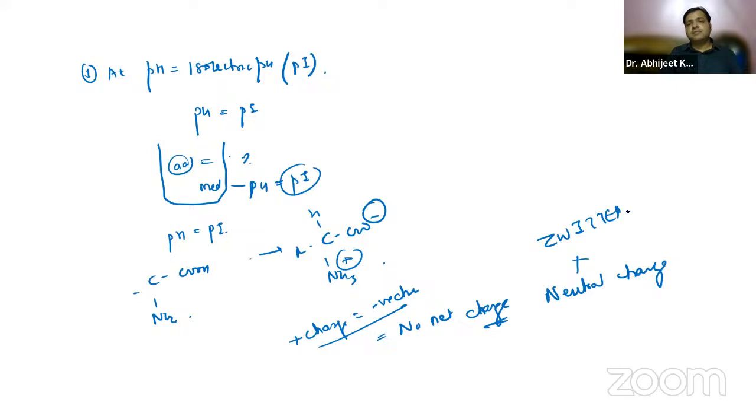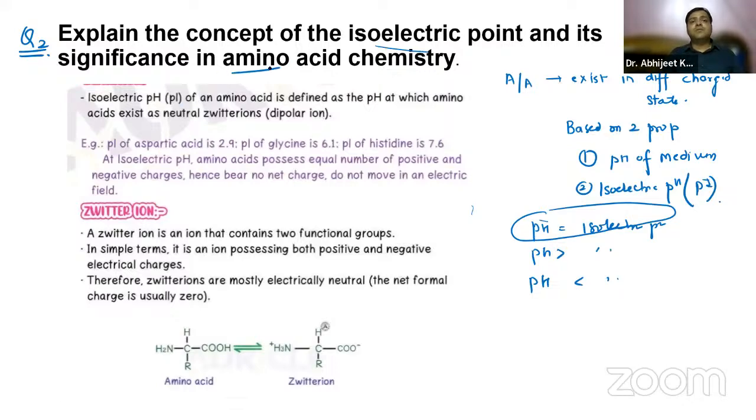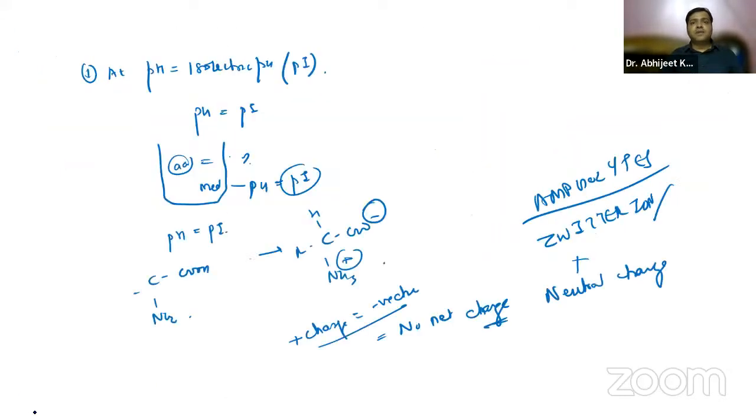It is also called a Zwitter ion, or ampholyte, right? Now, what is the importance, guys? See, the question asks about the significance in amino acid chemistry, so what you have to mention here are the properties of these amino acids. Remember, guys, that there is no mobility, very, very important. Yes, no mobility in an electric field because there is no net charge.